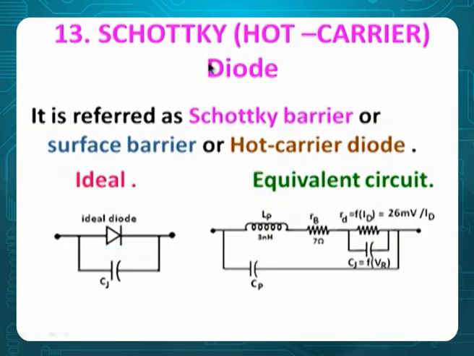And then the Schottky diode, which we call the hot carrier diode. It is referred to as Schottky barrier, surface barrier or hot carrier barrier. The ideal diode along with the capacitor is called Schottky. If you draw the equivalent, this is the equivalent, look at it. If you see this portion, it is just like the tunnel diode principle, because the tunnel diode also has the same equivalent diagram: series inductor, series resistor, parallel capacitor, parallel resistor.